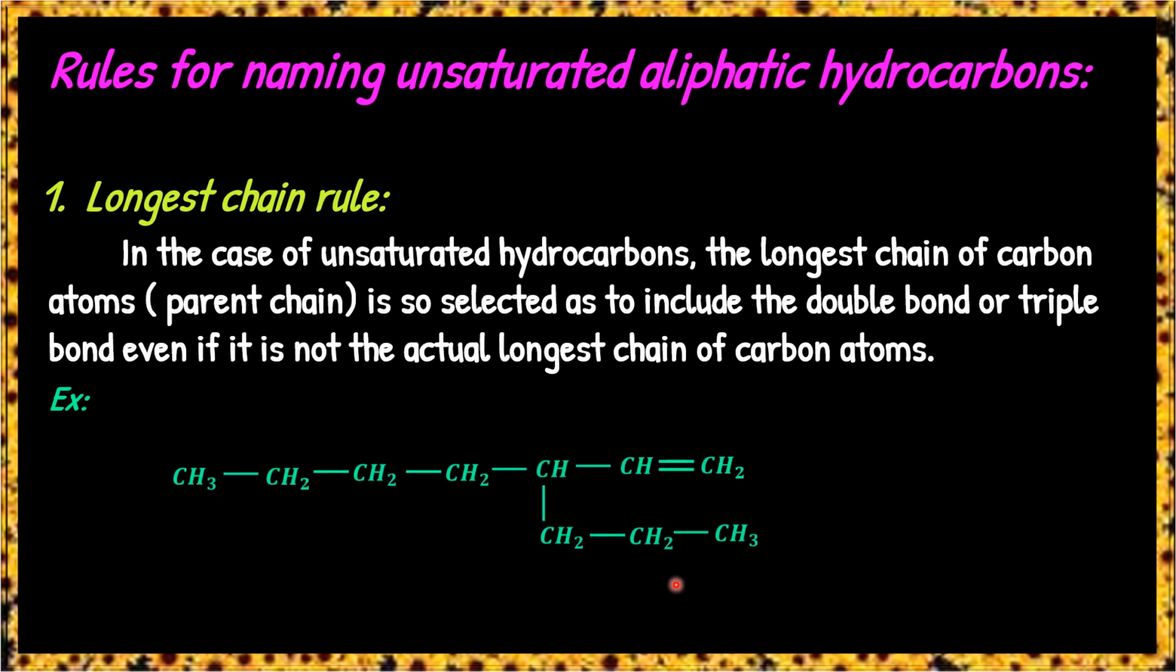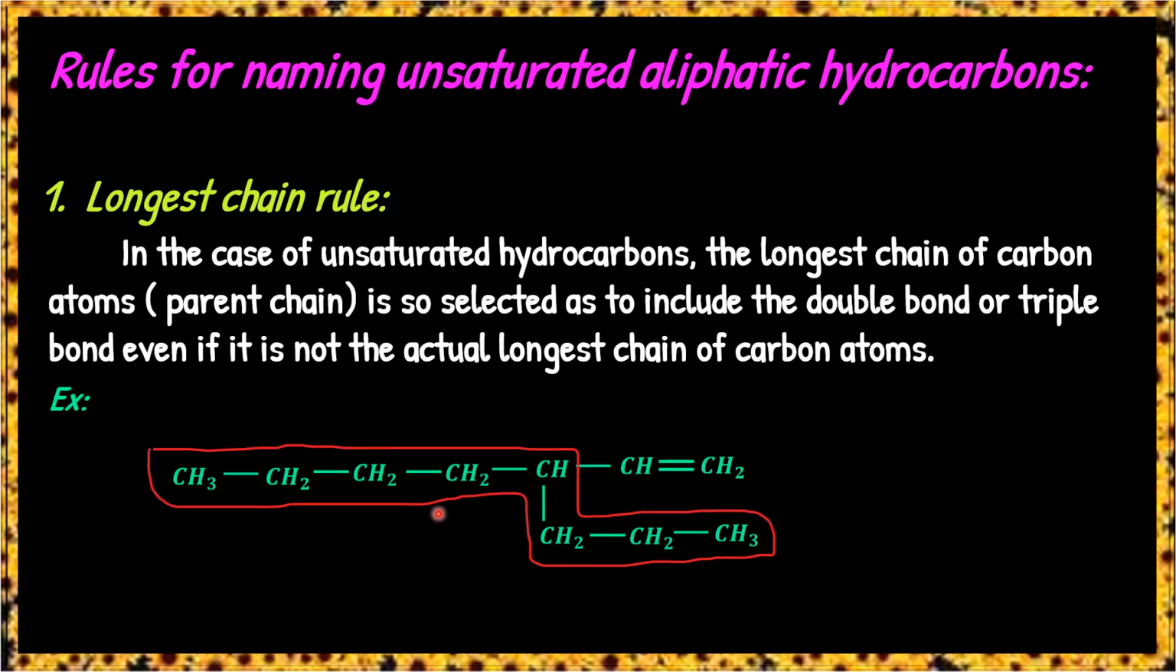This is an organic compound in which there is a double bond. In order to provide an IUPAC name for this compound, first we have to select the longest chain in it. And this one is an unsaturated hydrocarbon, and we have to select the longest chain of carbon atoms in such a way that it must include double or triple bond. See here.